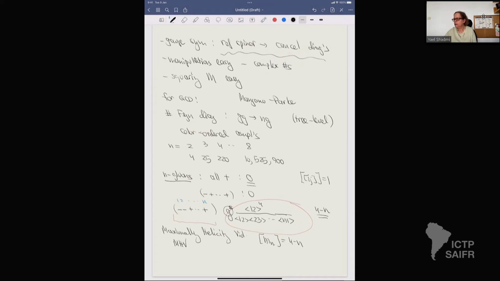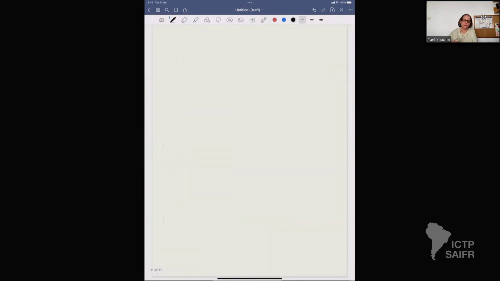So what this really suggests is that there has to be a better way of calculating QCD amplitudes, or gauge theory amplitudes more generally, if we just concentrate on the physical degrees of freedom. So that's what we're going to do next. The thing we want to do next is look at the interactions of massless spin 1 particles.